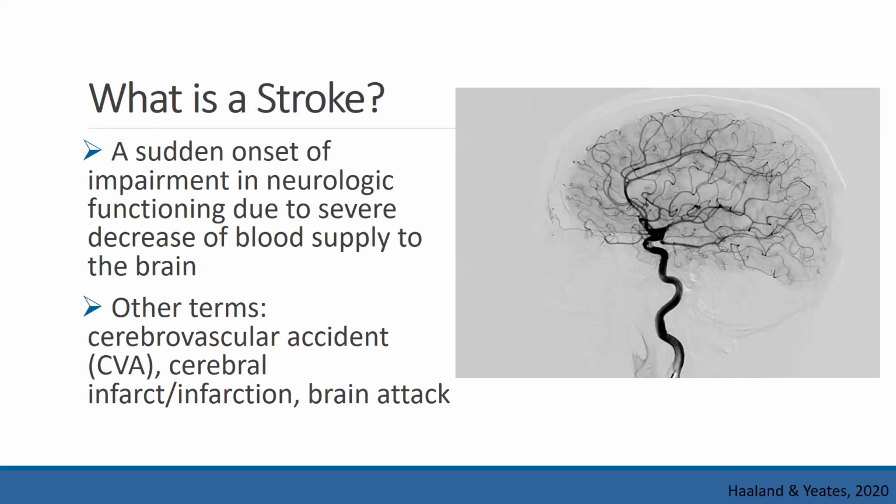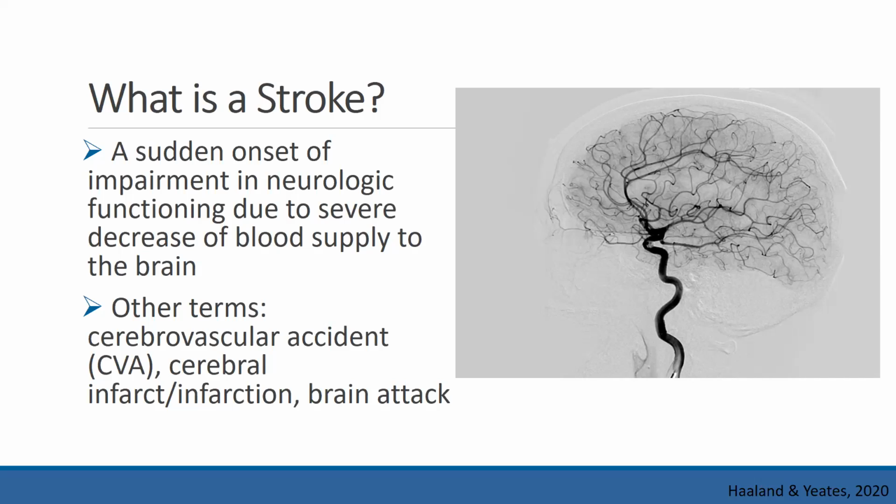Okay, so I said we're talking about basics. We're going to start really basic. So what is a stroke? I think this is a term that gets thrown around colloquially, and our patients often have heard of people who have had strokes, but getting down to what classifies as a stroke. And this was the definition I came across that I think captures the idea the best. It's a sudden onset of impairment in some sort of neurologic functioning that's due to a severe decrease of blood supply to the brain. And the different types of strokes are different ways that blood supply gets decreased. But this is the overarching idea of what a stroke is.